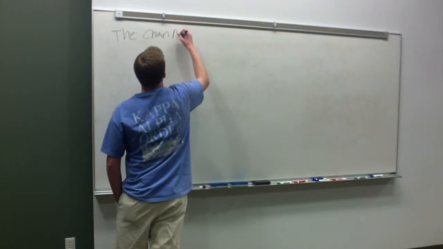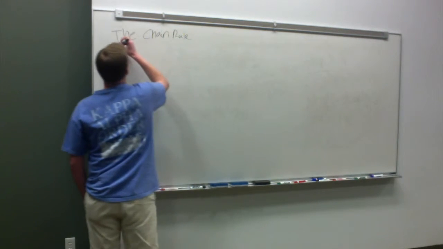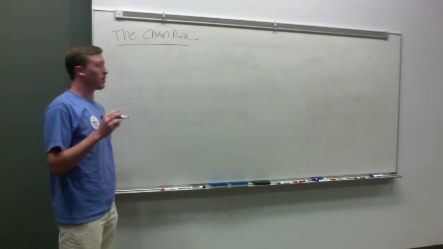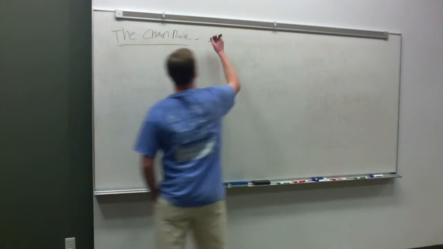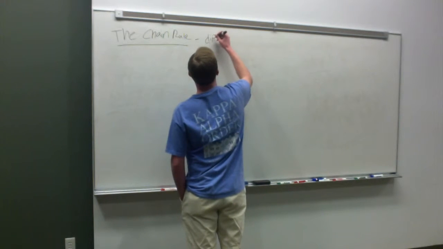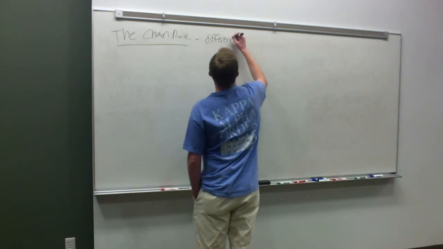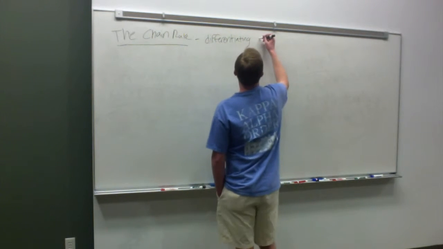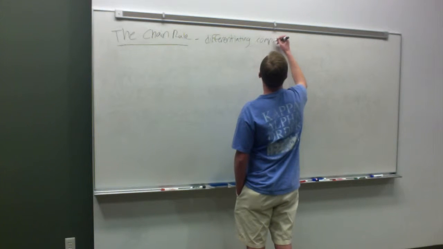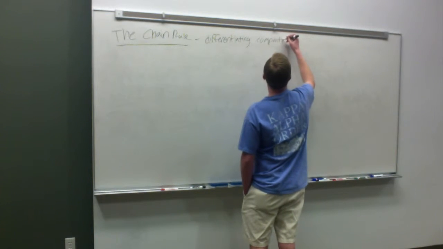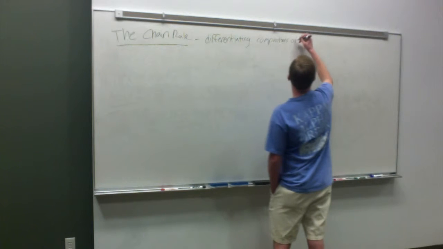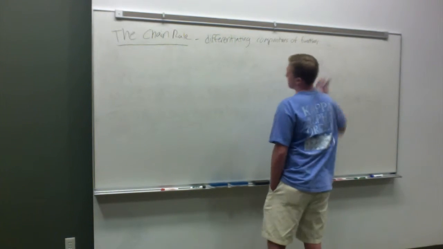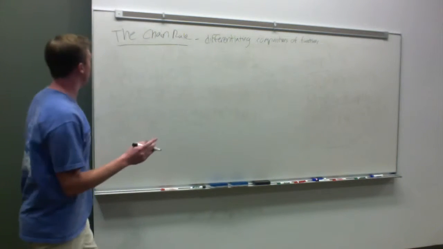Chain rule. Now, the chain rule is a rule for differentiating compositions of functions. It's pretty simple. I'm going to write it up here. Just give me a minute. Differentiating compositions of functions. Okay, everybody take a look at that. That's our definition of the chain rule.